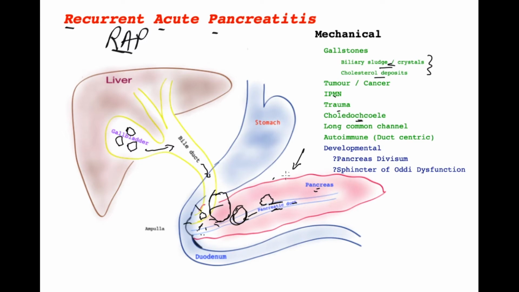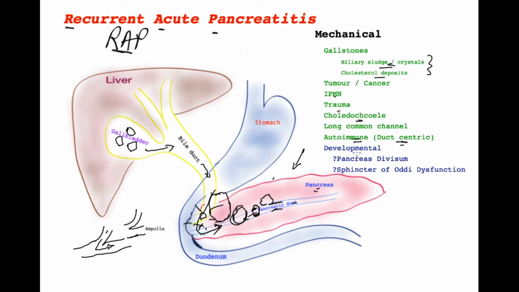What is a long common channel? Over here you can see the bile tube emptying into the small bowel as well as the pancreatic duct. Typically these two come together for a short distance as shown over here, but if there is a long common channel allowing bile to reflux back into the pancreatic duct as over here, then this is thought to be the mechanism for pancreatitis. Finally, autoimmune pancreatitis of a specific variety, so-called duct-centric, which causes the pancreatic duct to thicken and thus reduce the caliber of the duct, may set off pancreatitis.